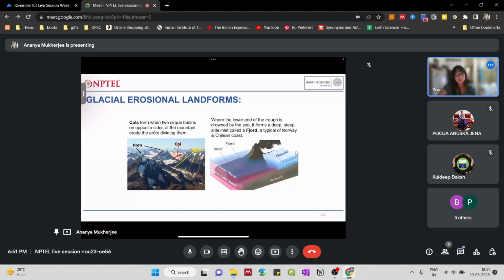You have another landform that is called a fjord. This usually happens at the glacial trough, which is drowned by the sea, and you can see that the glacier is interacting with the sea there, but there is also fresh water input from the glaciers. So fjord lakes do form because of interaction between the glaciers and the seawater.